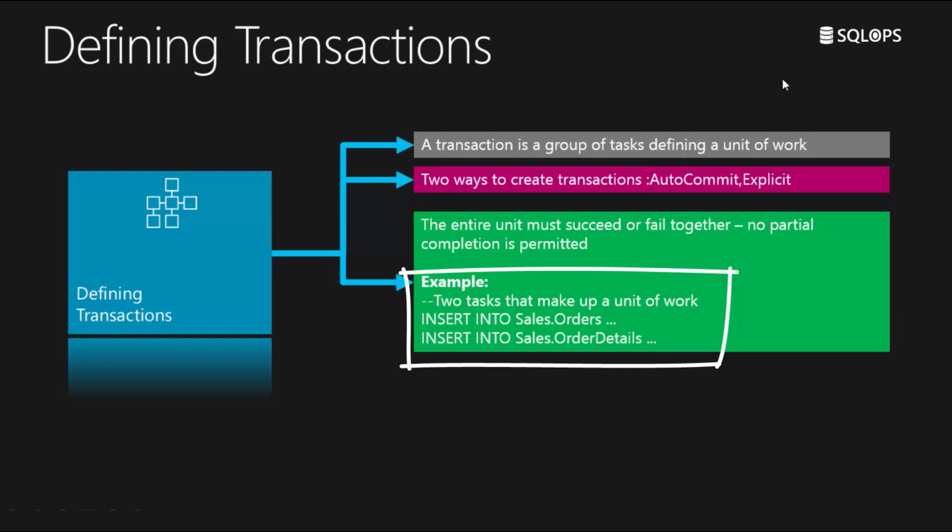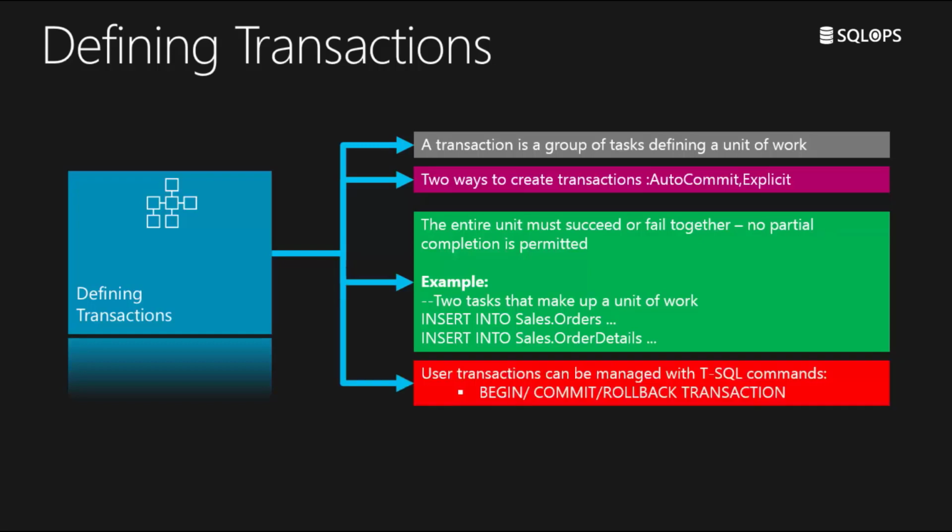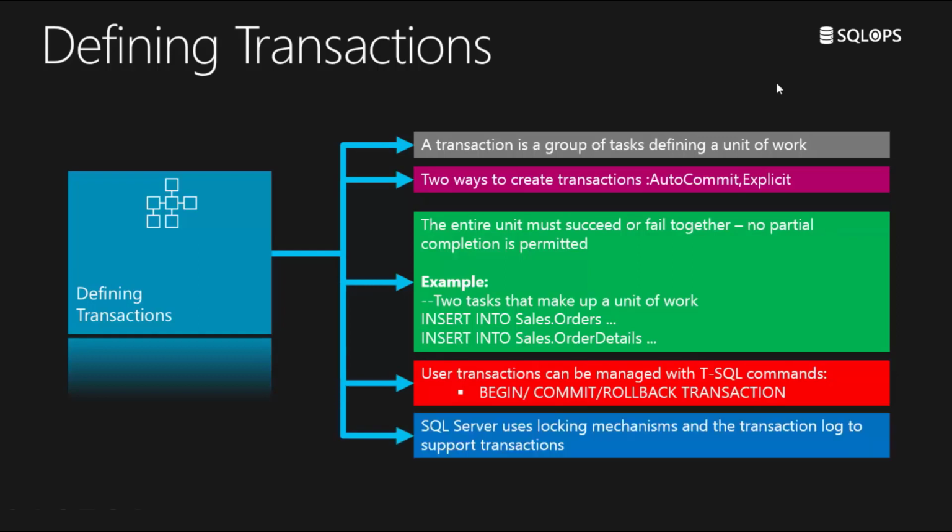So when you enclose both the inserts in a transaction, you can undo the data insertion in the sales orders table if the insert statement into the sales order details table fails. You cannot achieve the same functionality using a simple batch. User transactions can be managed with T-SQL commands like begin, commit, and rollback. And while the transactions are active, the resources are managed by SQL Server on behalf of the transactions. These resources may include logs and entries in the transaction log to allow SQL Server to undo the changes made by the transaction if a rollback is required.